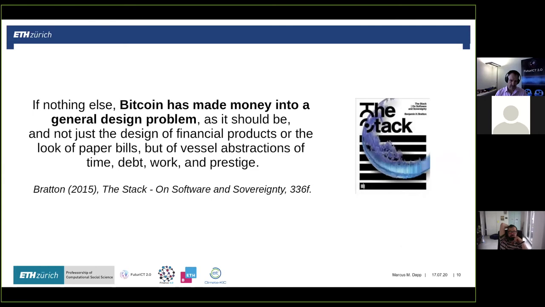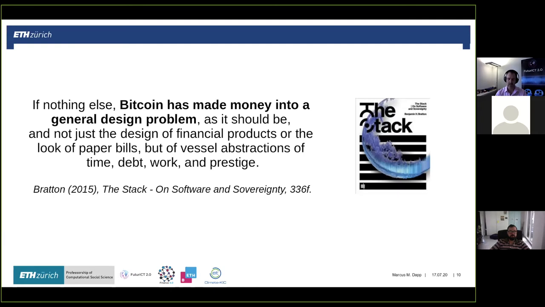Breton said, if nothing else, Bitcoin has made money into a general design problem, as it should be. And not just the design of financial products or the look of paper bills, but of vessel abstractions of time, debt, work, and prestige. So if you start thinking about it, money is much more than this thing we have to buy something in a shop or buy a service of somebody.